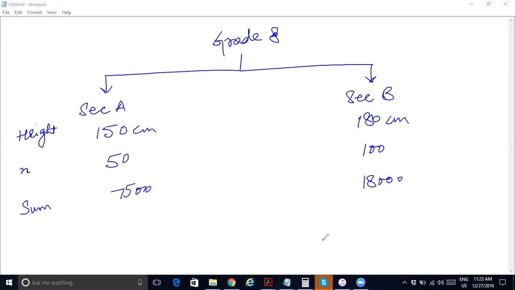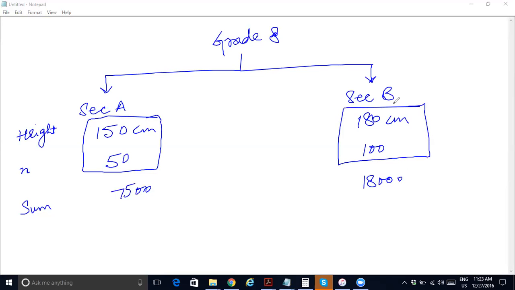That is sum of all observations. So what we are doing is sum of all the heights in section A, sum of all the heights in section B, and adding these two to get the sum of all the heights in grade 8. And then we divide by the number of students in grade 8 to give you the overall average height in grade 8.